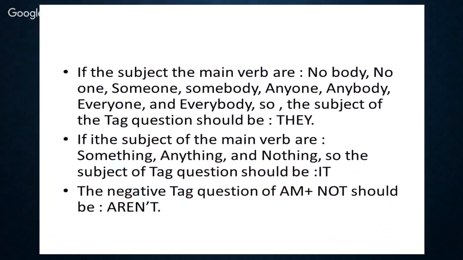If the subject of the main verb is nobody, no one, someone, somebody, anyone, anybody, everyone, everybody, the subject of the question tag should be they. If the subject of the main verb is something, anything, or nothing, the subject of the tag question should be it. A negative question tag of am not should be aren't.